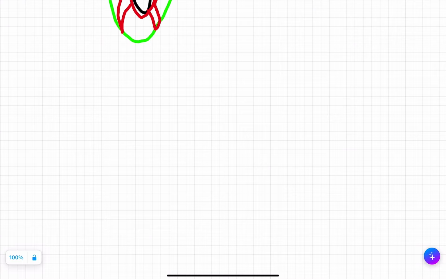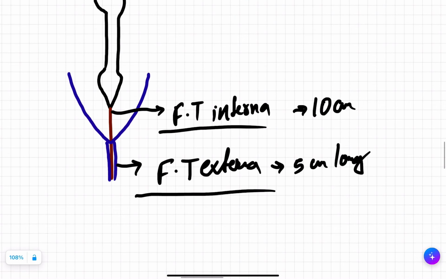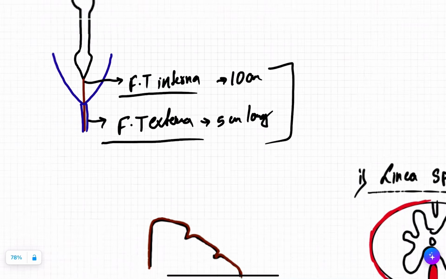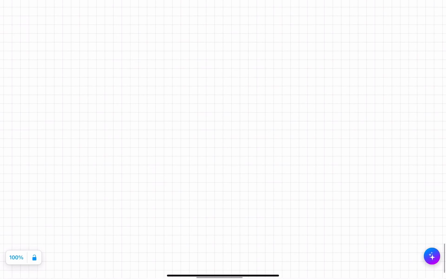We saw linea splendens, we saw filum terminale, and we saw ligamentum denticulatum. This was your filum terminale. So this is your basics.